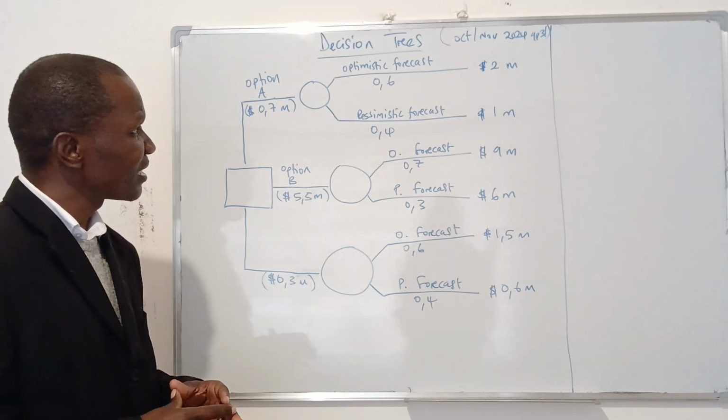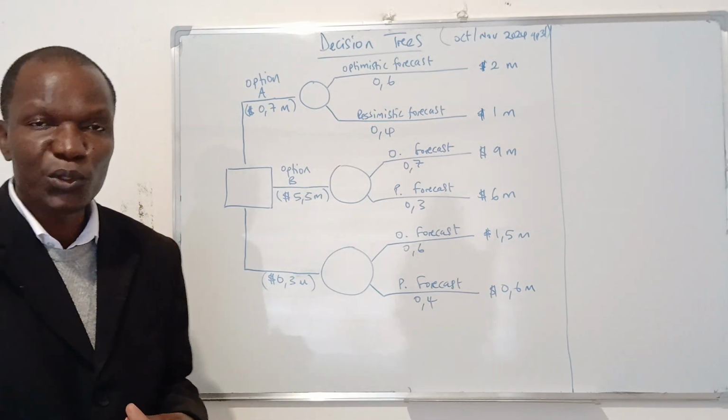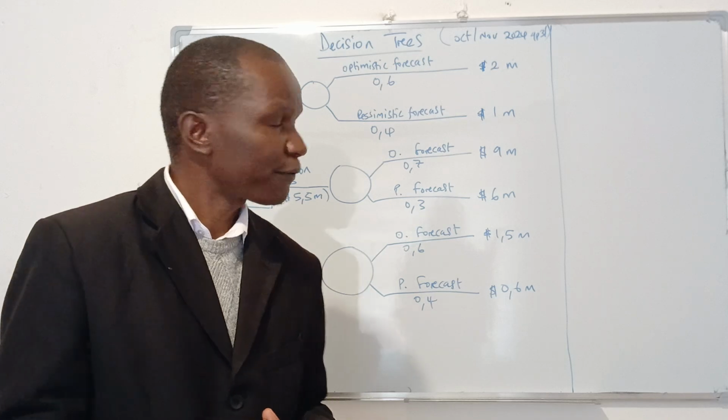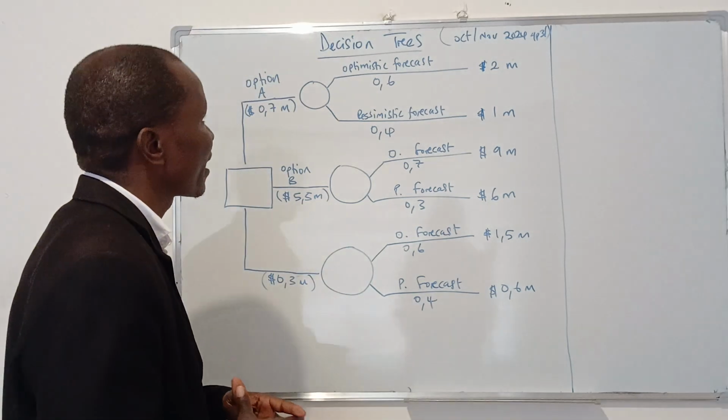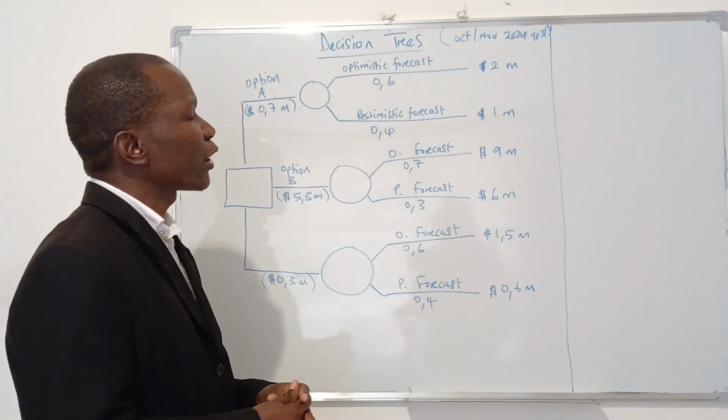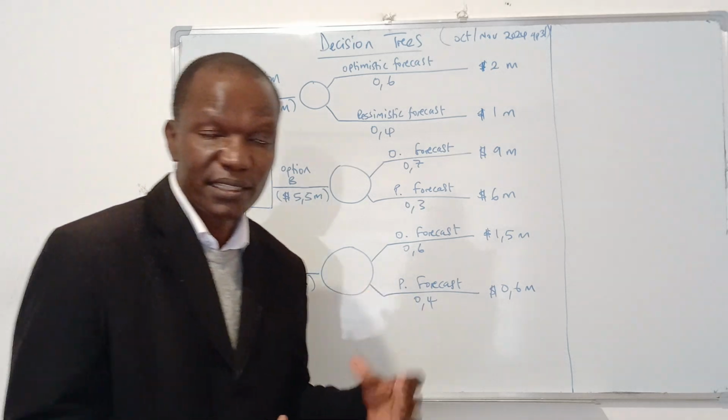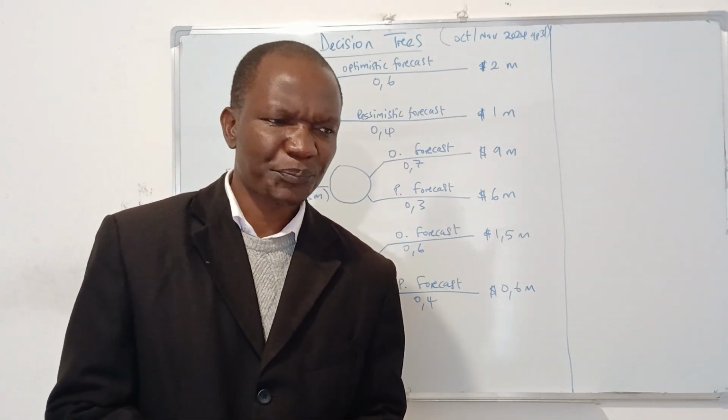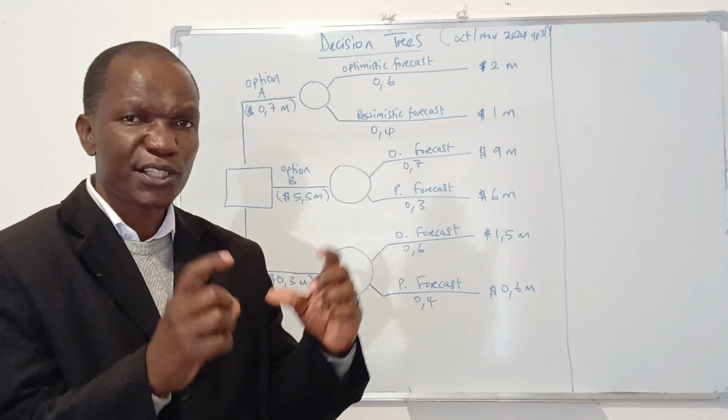So today we are looking at decision trees as a strategic choice technique. A decision tree is basically a quantitative technique that we use to choose between strategies. Like from this paper that I have picked, October/November 2024, QP31, where I picked this particular scenario here. This business had two options to make.